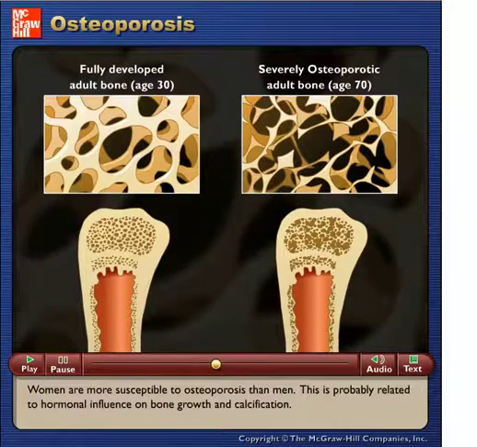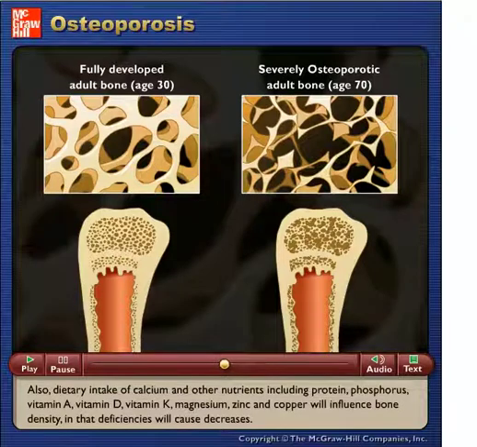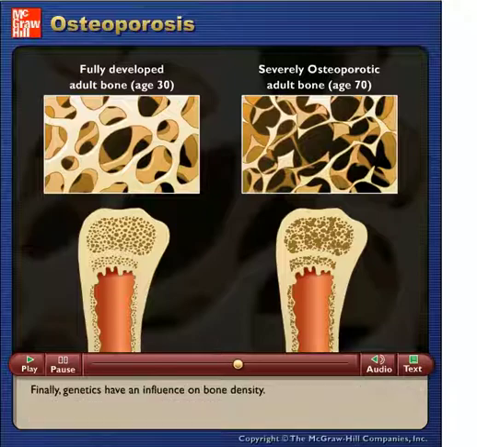Women are more susceptible to osteoporosis than men. This is probably related to hormonal influence on bone growth and calcification. Also, dietary intake of calcium and other nutrients, including protein, phosphorus, vitamin A, vitamin D, vitamin K, magnesium, zinc, and copper will influence bone density, in that deficiencies will cause decreases. Finally, genetics have an influence on bone density.